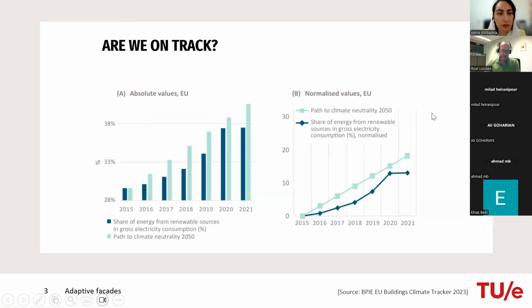So if we then look at, are we on track as a building sector? The answer is it depends, and it really depends on what we are looking for. Here in this figure, this is for the European Union. In this case, we are looking at the share of renewables in the total electricity consumption. And then we see on the right-hand side that the dark blue line is pretty much keeping track with what is called, in light blue, the path towards climate neutrality. So this sounds pretty good.